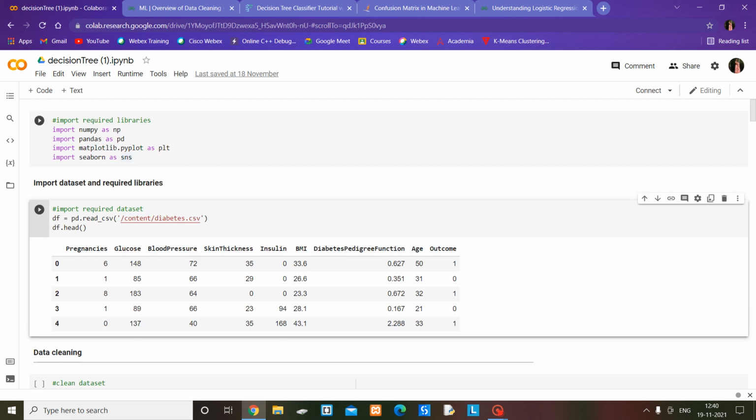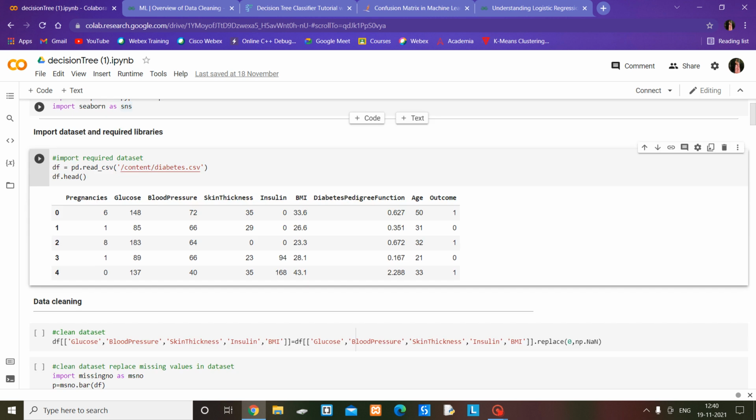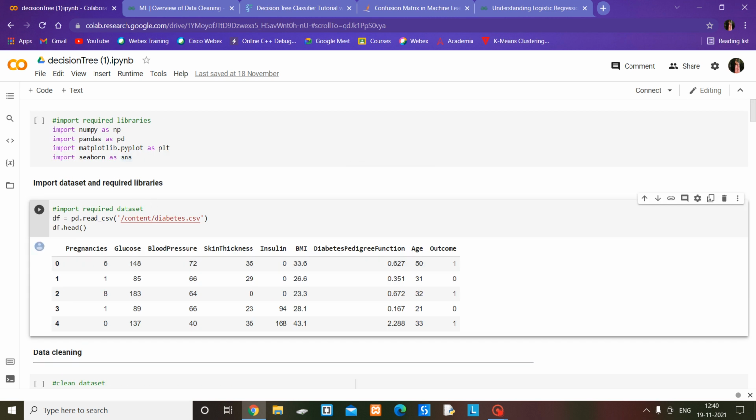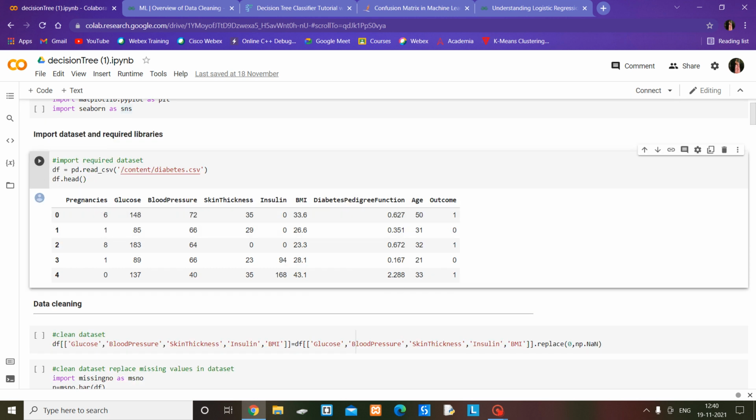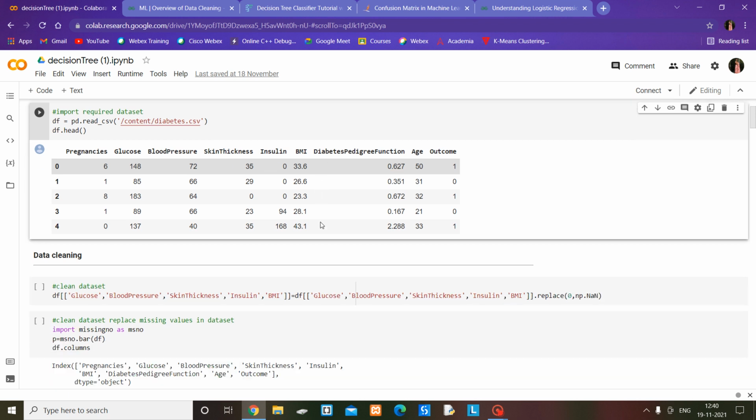For implementing the decision tree program we need some libraries. So here we are importing the libraries NumPy, Pandas, Matplotlib, Seaborn. Then we import the database, that is the diabetes database, containing the columns pregnancy, glucose, blood pressure, skin thickness, insulin, BMI and all these columns.